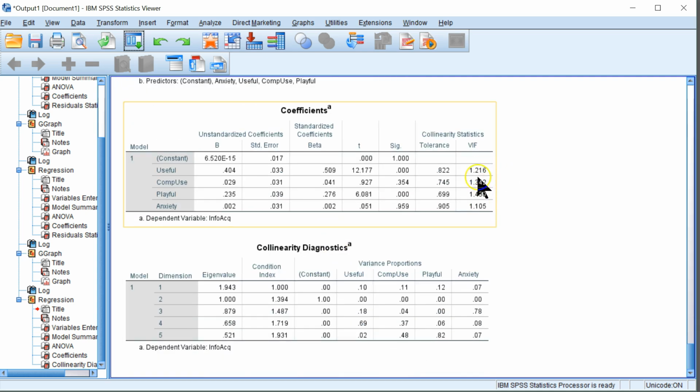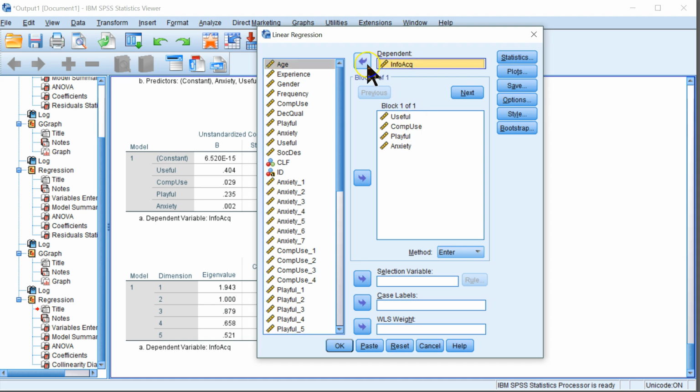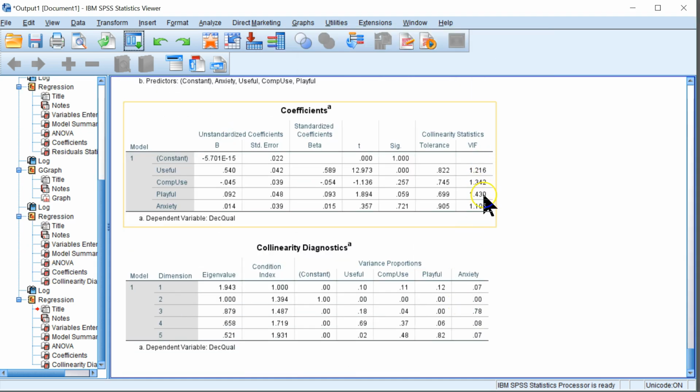And go look at the coefficients here, look at the VIF. In this case, the VIF is very low. We want something less than 10. These are less than 3, which means there's no problem. Let's go run them one more time using decision quality as that dependent variable. And the VIFs are, again, very low, not a problem whatsoever.